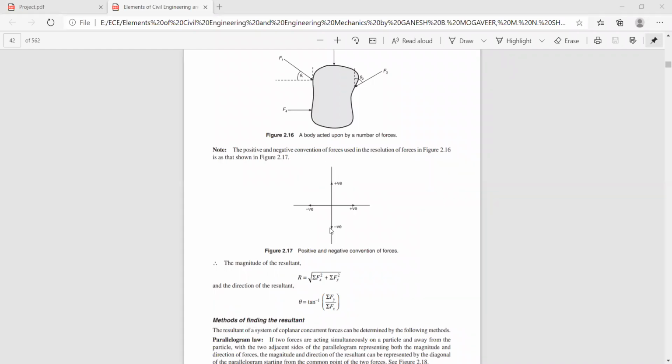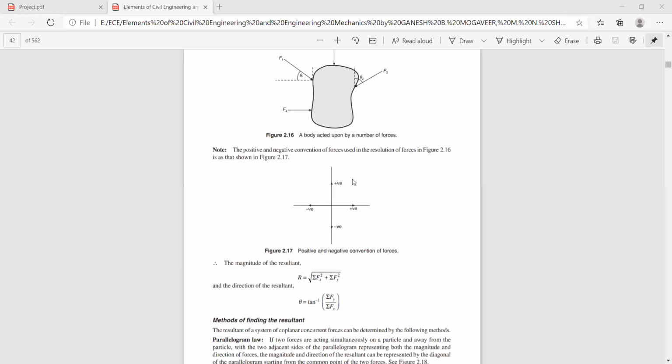So this concept will be very helpful whether the force is acting in the first quadrant, where both the horizontal and vertical components are positive, or in the second quadrant, where the horizontal component is negative and the vertical component is positive. Similarly, if it is in the third quadrant, both horizontal as well as vertical components are negative. And if you have the force in the fourth quadrant, its x component is positive and y component is negative. When we discuss numerical problems, we will understand this concept better.